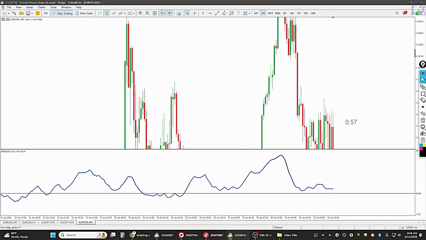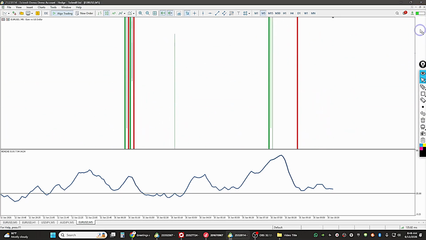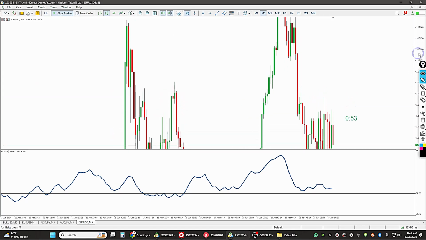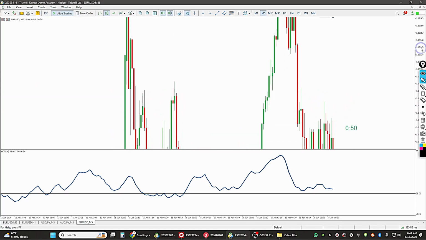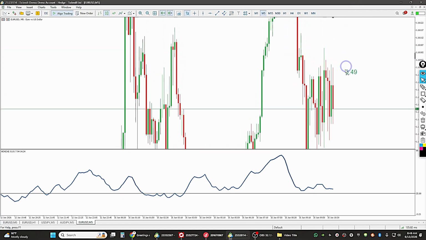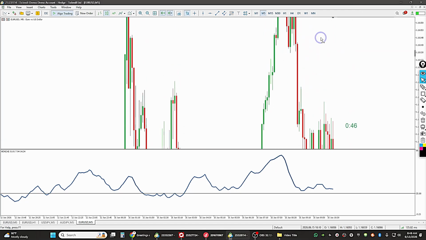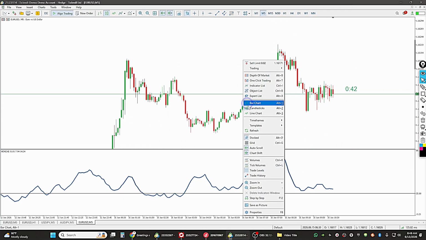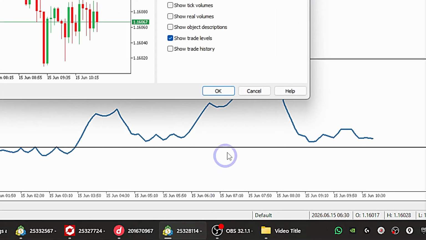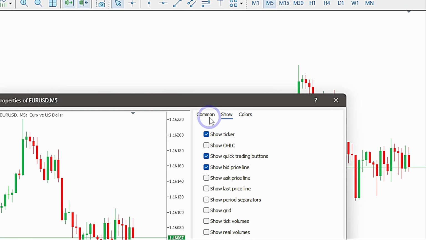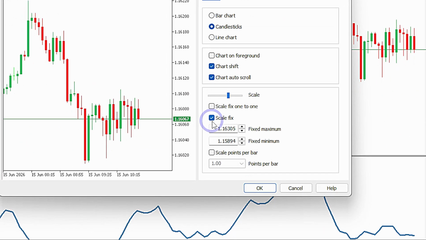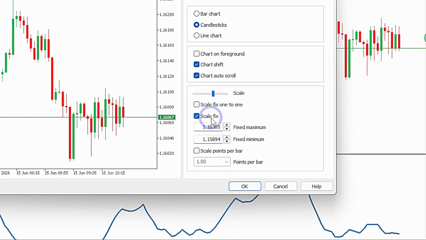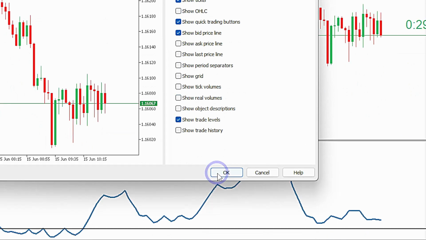I know you'll be wondering how I was able to stretch my MT5 like TradingView. I know many of you don't know MT5 has this feature like TradingView, that you can stretch your chart to any length you want. All you need to do to get this feature is right click and head straight to properties. Click on properties, come to the common section, and make sure you check this box called scale fix. Once you click on this box, click on OK. So that's how it is.